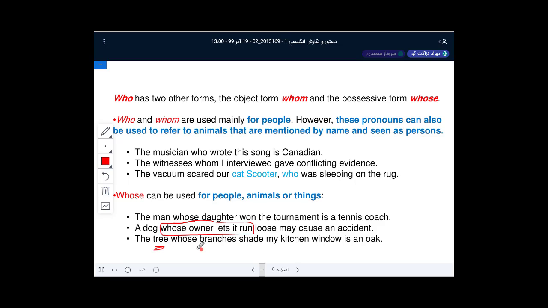And immediately after this, we will have our verb, shade, and let, and run. They can have a subject, so daughter, owner, branches. So the branches is the subject, owner is the subject, and daughter is the subject, and whose is the connector. So we need a connector, we need the subject, we need the verb, and we need all this to modify the noun.